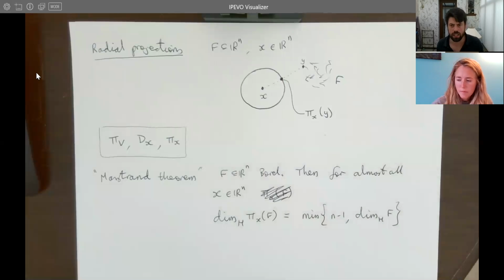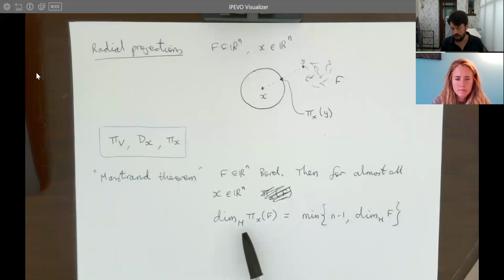So it doesn't look exactly the same as the Marstrand theorem, but it is, because the natural guess for the dimension of this set should be the Hausdorff dimension of F, unless of course this number is too big. And what does too big mean in this context? Well, you're projecting onto the surface of a sphere in Rn, so that has dimension n-1. So the trivial upper bound this time is n-1. And again, if you vary the point where we're projecting towards, the best guess for the dimension is achieved almost everywhere. So this is a sort of Marstrand type phenomenon, which also happens for these radial projections.